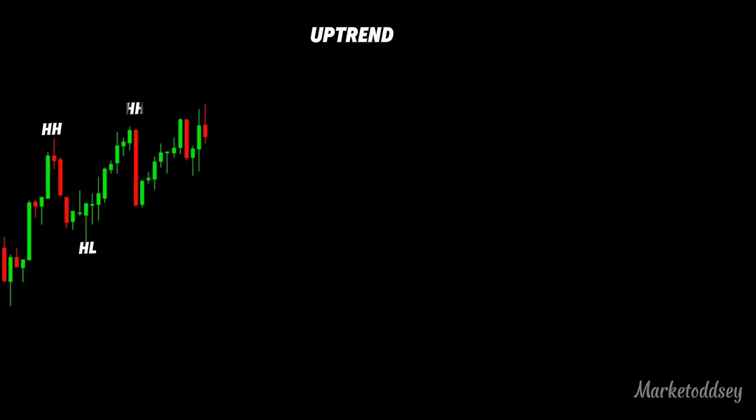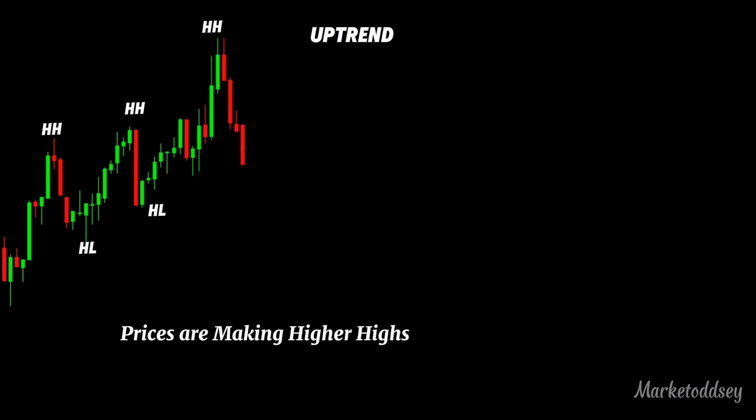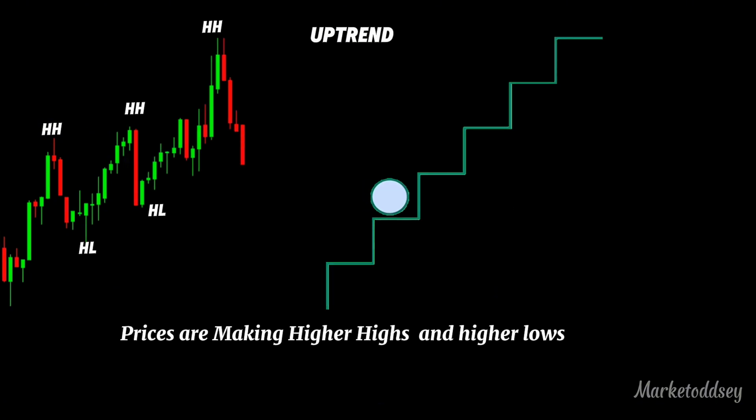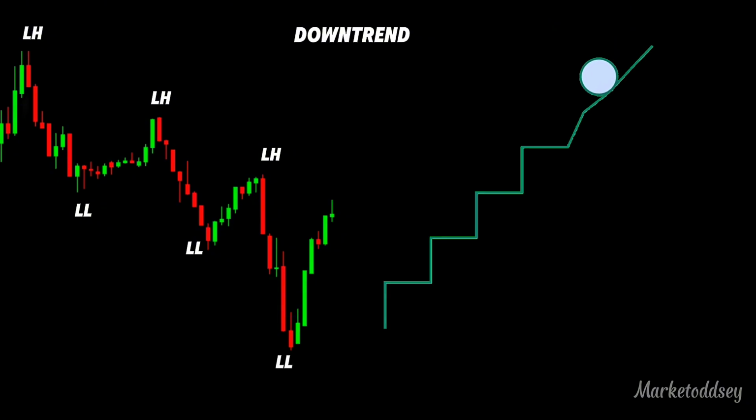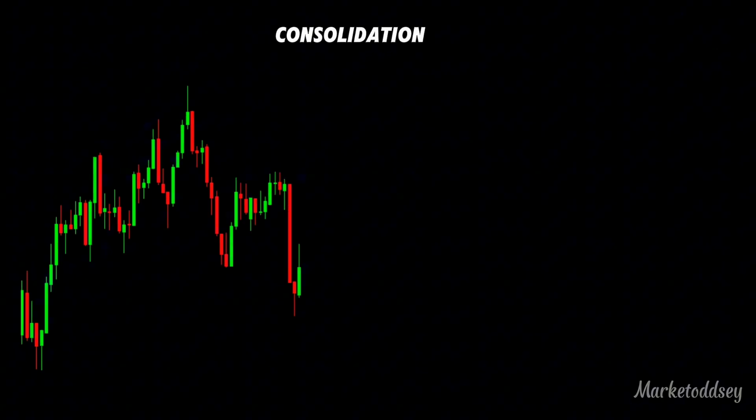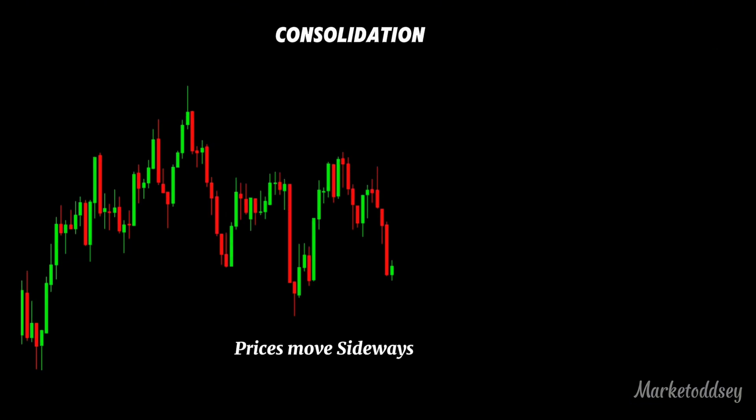Let's simplify things. In an uptrend, prices are making higher highs and higher lows, much like climbing a staircase. In a downtrend, the opposite happens: lower lows and lower highs, similar to descending an escalator. But rarely do markets move in a straight line. They often pause in consolidation zones where prices move sideways. These pauses are crucial, as they are the times when big players like banks and institutions place their orders.